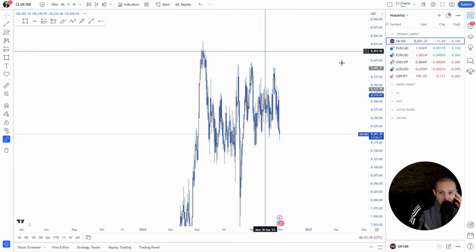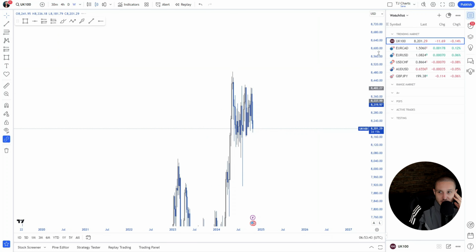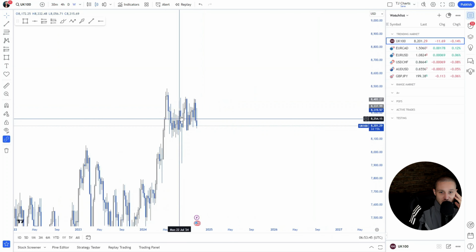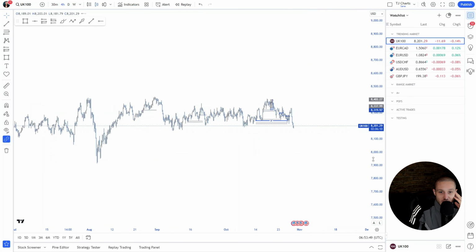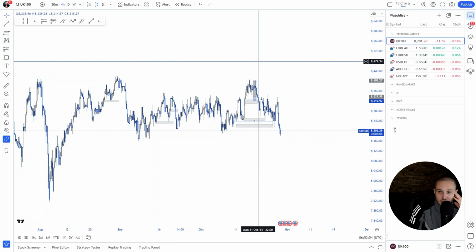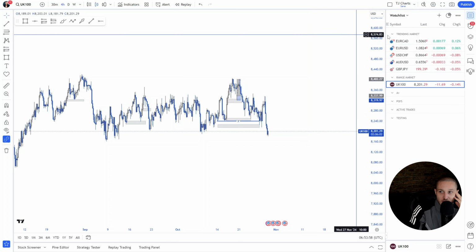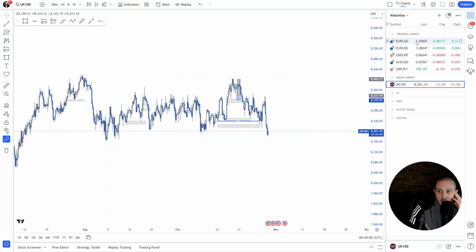But if you move up to the higher time frames on this, you can just see it's stuck in this really bad range, just moving up and down in the same area. So we need a breakout of this low or this high, realistically. So I'm going to be waiting for that, and I'll put that into my range market section for the meantime.